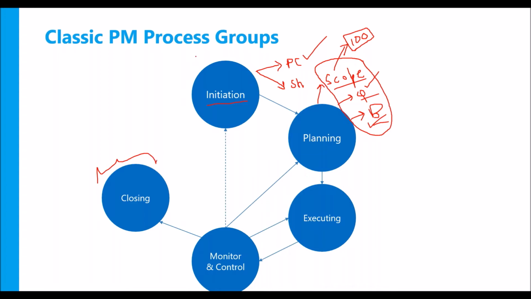And that's why you are finally closing your project. So this is your classic PM process groups, right? If you look at it, this is sequential, except for monitoring and control, which goes hand in hand with executing, planning, and a bit of initiation. This is pretty much sequential. This is the classic way of dealing with project management.